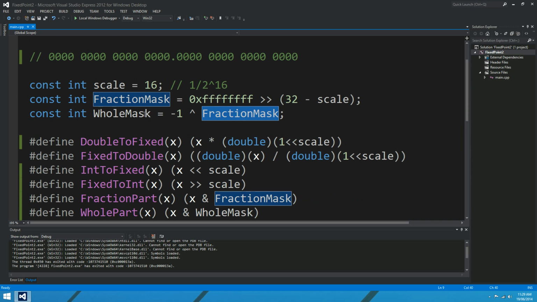So today I want to finish up talking about some fixed point operations. We looked at addition and subtraction, a few other tricks with fixed point in the past, and today we'll look at division and multiplication.